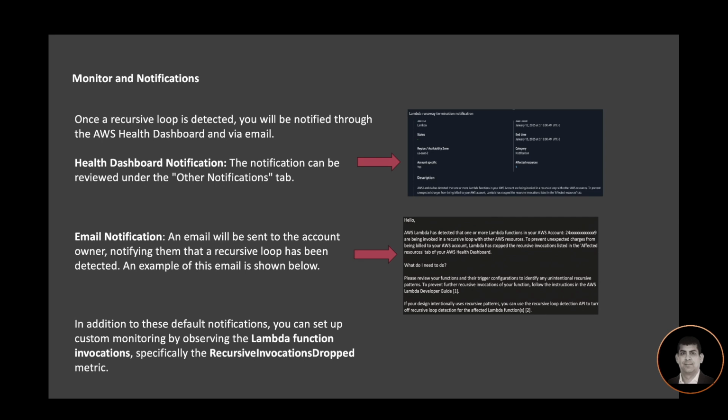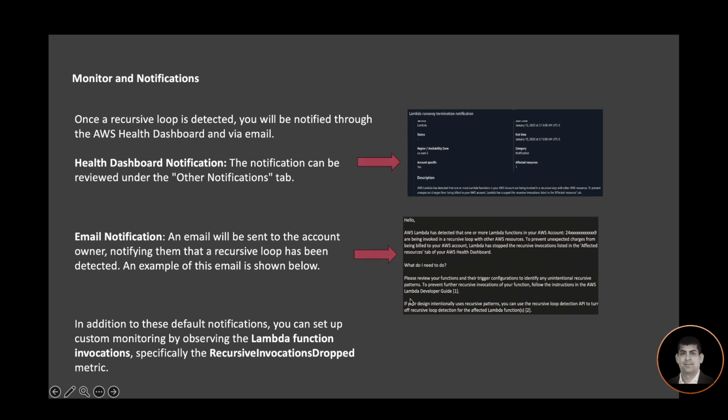How do we know that it has been terminated? Well, that's where monitoring and notification come into play. Once a recursive loop is detected, you will be notified through the AWS Health dashboard and via email. For the Health dashboard notification, if you go to the other notifications tab, you will see something like this, where it says that the recursive loop scenario has been noted. And the same for the email notification: an email is sent to the account owner notifying them that a recursive loop has been detected. An example of this email looks like this.